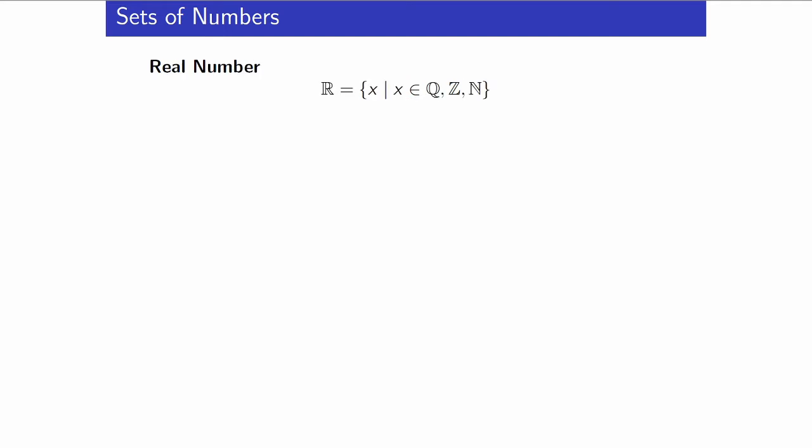And so now we're talking about real numbers. Real numbers are every possible number you can imagine that are part of the rationals, the integers, and the natural numbers, right? So anything from 1/2 to 1 to -1 to infinity, these are all real numbers. So real numbers encompass integers, rationals, and natural numbers.